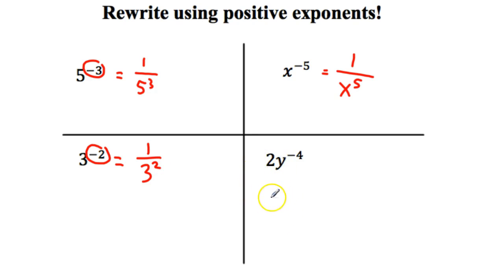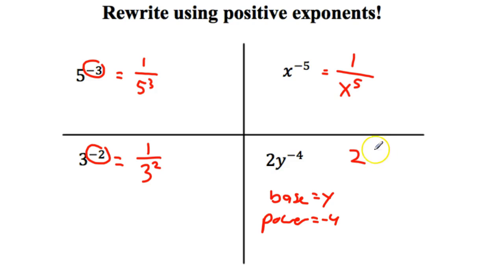All right, this one can get a little tricky. I've got 2y to the negative fourth power. There are no parentheses, so that means the 2 is not being taken to the negative fourth power. So the base is y, and the power is negative 4. So what happens is the 2 stays the same, and the y, right, that's what's getting changed.